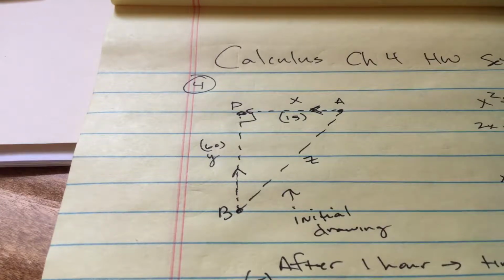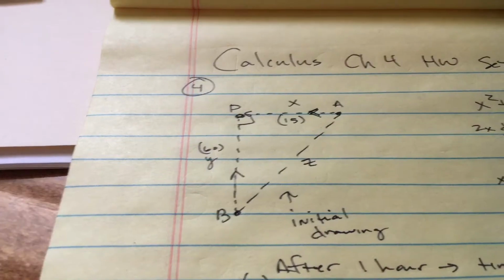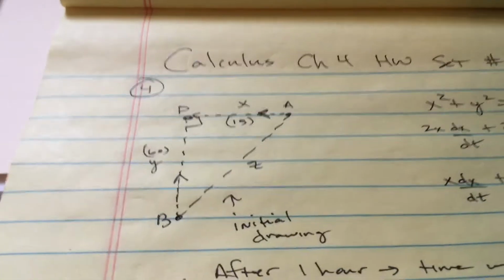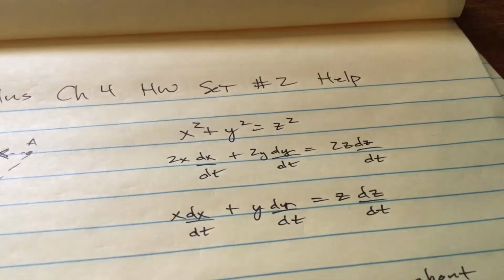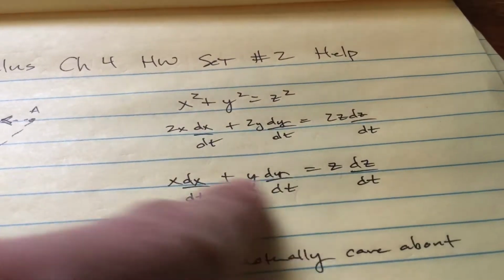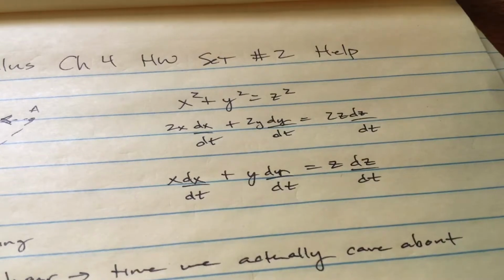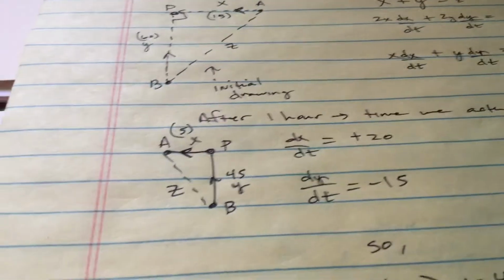If ship A is 15 miles east of P and is moving west, so it's going in that direction, you think dx/dt is negative right now because the x distance is getting smaller. At that time it is. And then B is 60 miles south of P and is moving north. Okay, dy/dt looks negative. What's the rate? Basically, what's dz/dt? That's a formula. We're going to take the derivative of that. This is what we're going to be working with, okay? But folks, after 1 hour, that's what we really care about.